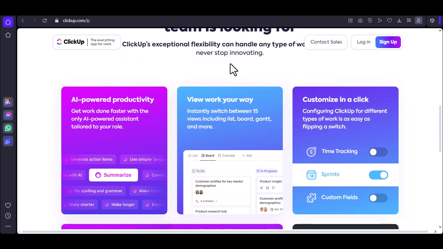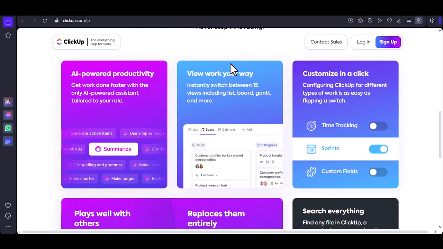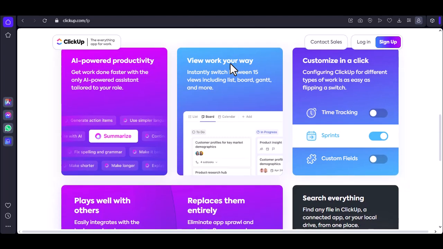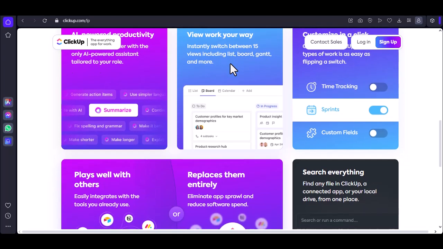Data storage needs. Given the variety of data ClickUp handles, it's clear that it requires a robust data storage solution. This includes tasks, deadlines, comments, attachments, and other project-related information.